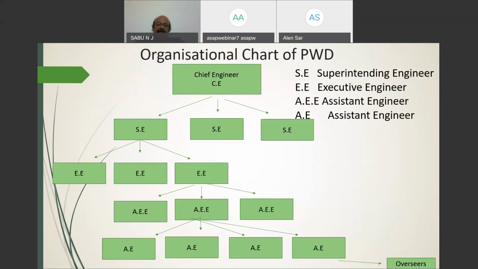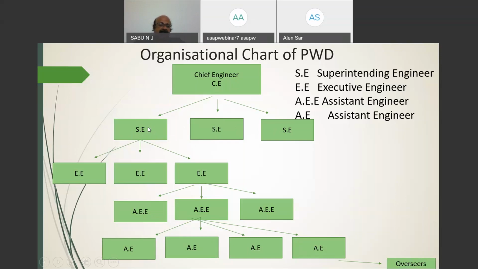And for administrative sake, this entire jurisdiction is divided into a number of circles or zones. Then the SE looks after the functions of one particular circle, one circle office. That circle office is headed by the superintending engineer. So there may be some superintending engineers of this type of circle. Its head is a superintending engineer.